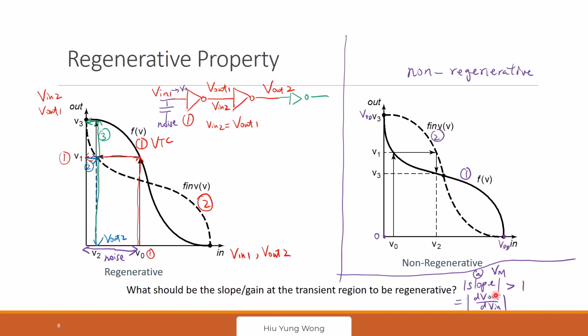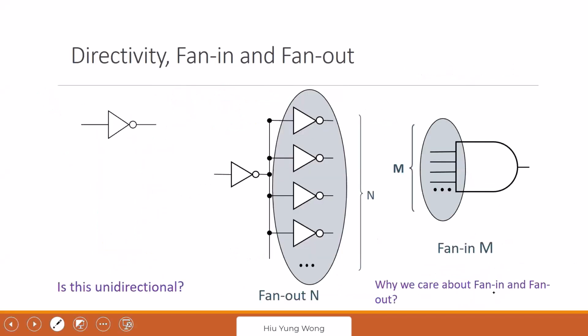Property, and the goal is to have the slope larger than 1, the absolute value larger than 1. Make sense? Yes, Professor. Okay, great. Any question, just stop me, right?